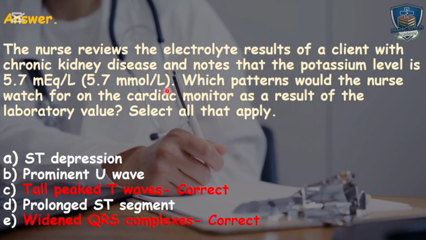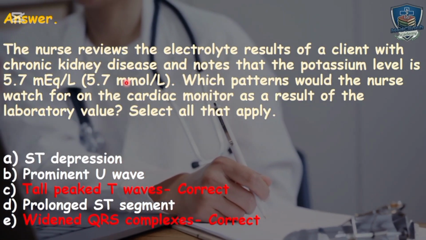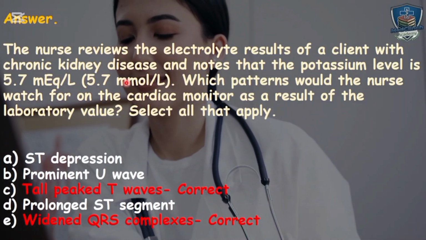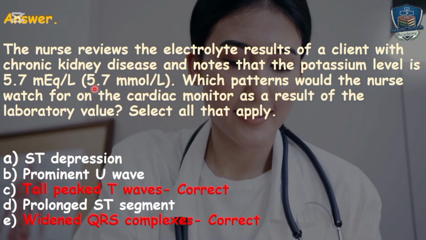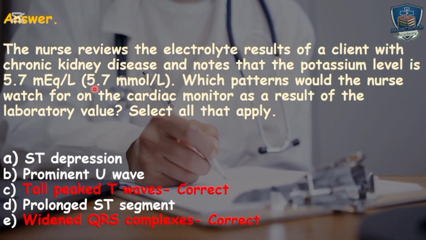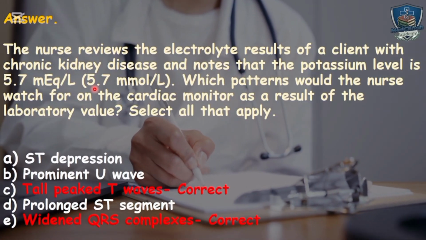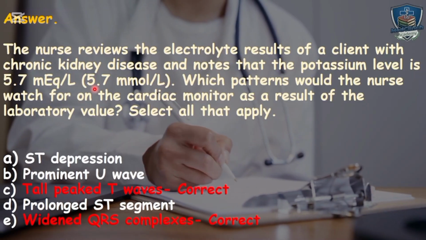For those who don't know, the normal potassium level is always 3.5 to 5 millimole per liter. Anything above 5 millimole per liter, we call hyperkalemia. When it's below 3.5, we call it hypokalemia. From that statement, we can say that this client is hyperkalemic. Now, number two, you have to know the signs of hyperkalemia on the cardiac monitor. So we're going to go through that.